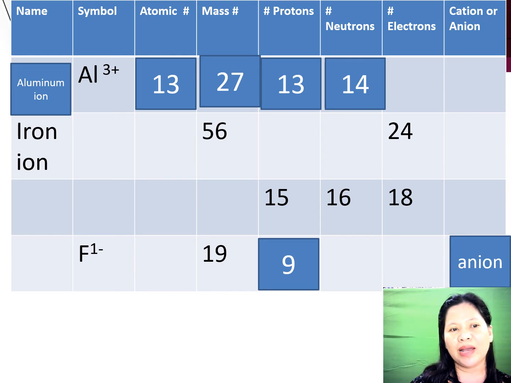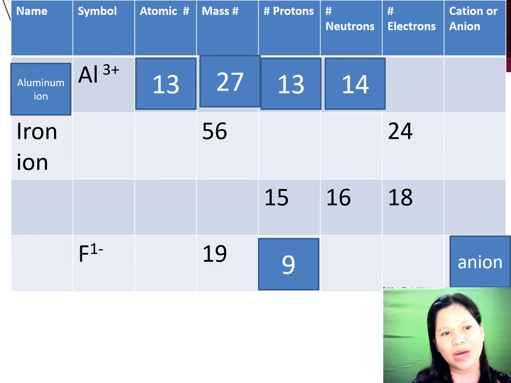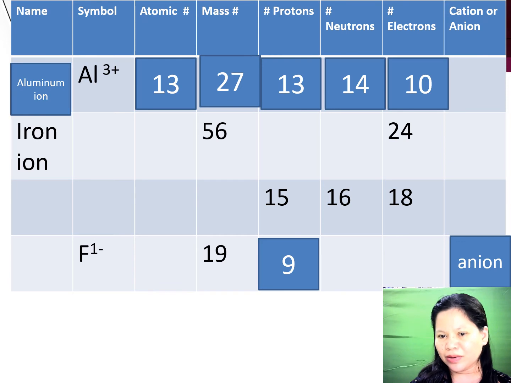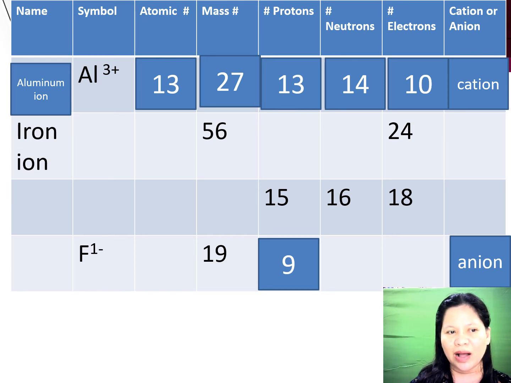So what about the electrons? Electrons now will be affected since it is a positive charge. When it is a positive charge, therefore there is a reduction of electrons. So instead of 13, that becomes 10. So is it a cation or an anion? Okay, very good. That is a cation since it is a positively charged ion. Okay, next example is iron.